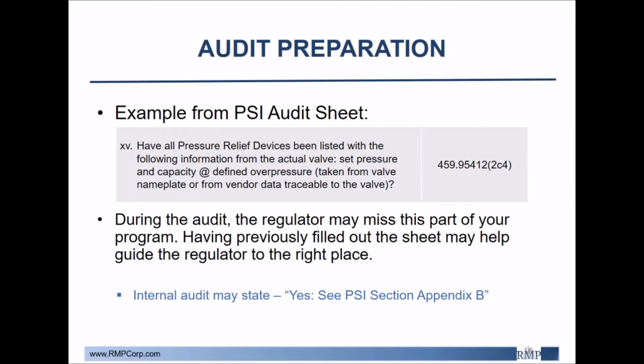This is part of the process safety information audit sheet. One of the questions specifically drawn out here is, have all pressure relief devices been listed with the following information from the actual valve? They want to make sure you know the set pressure and the capacity and when the defined overpressure is. And this should be taken from the valve nameplate or vendor data if available.